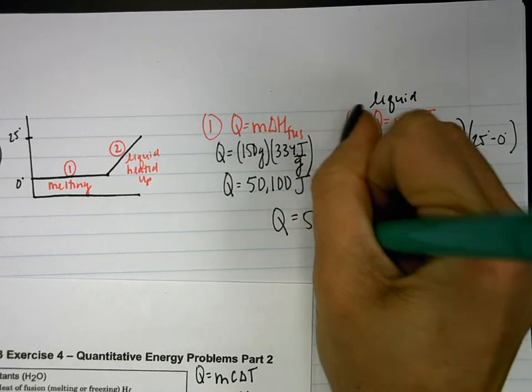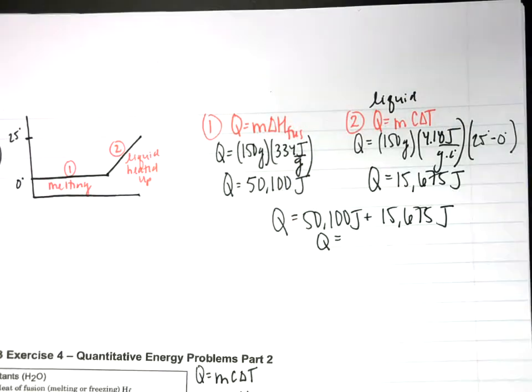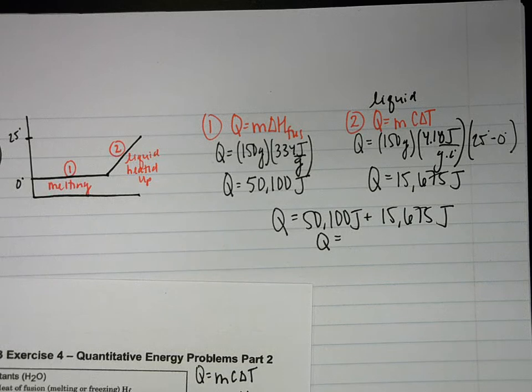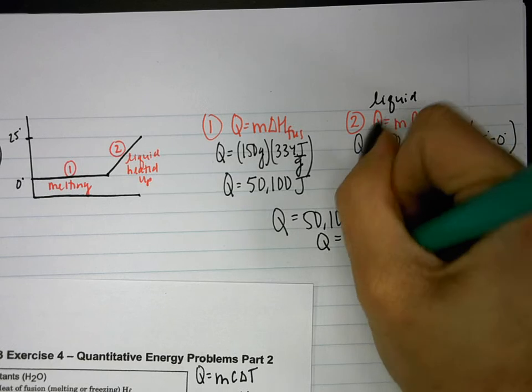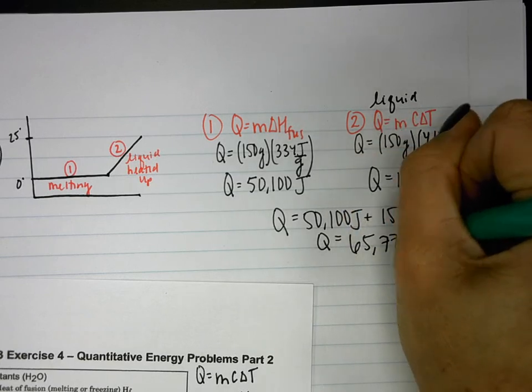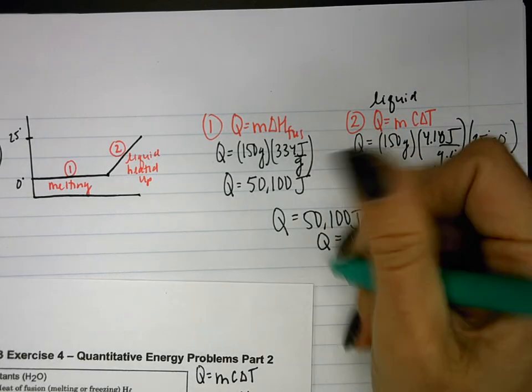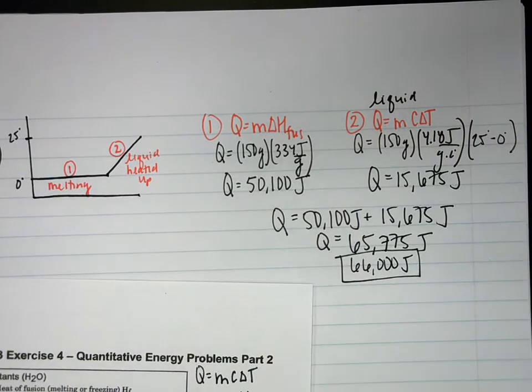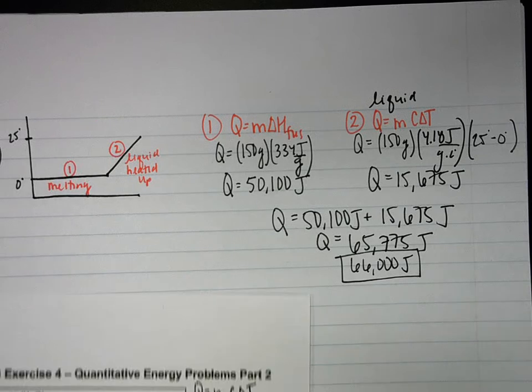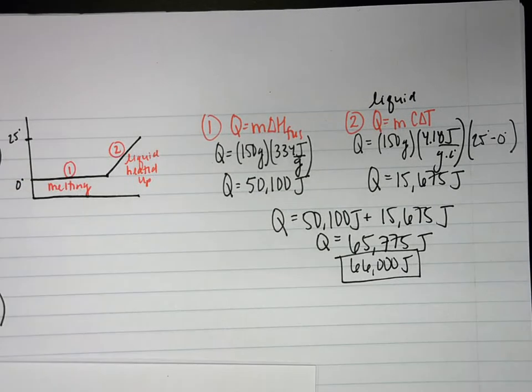So this is definitely taking what we know to a higher level. I got my total energy, 65,775 joules. With sig figs, 66,000 joules. Okay, so I'm going to do one more, number 2, so you really only have 2 homework problems tonight.